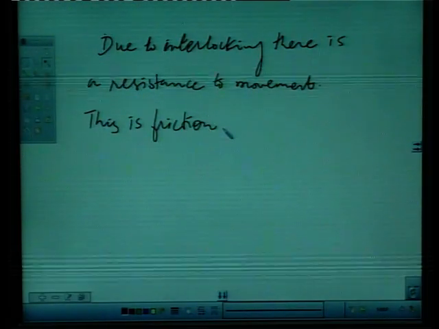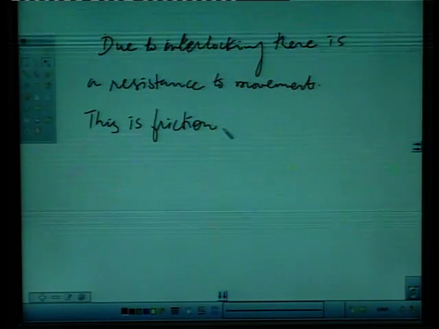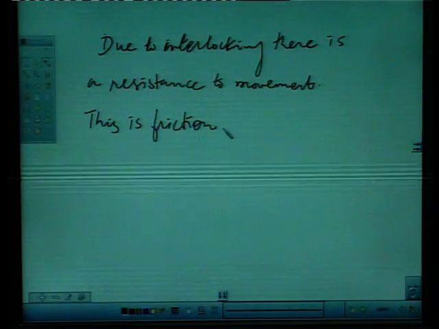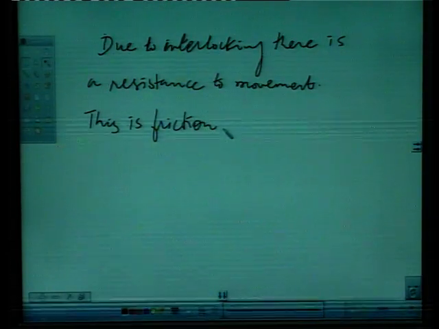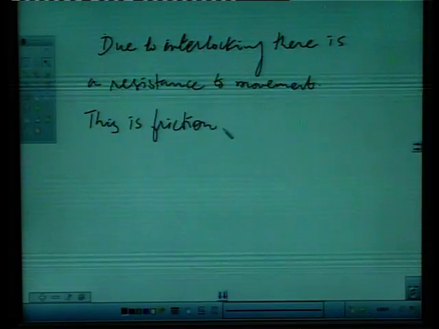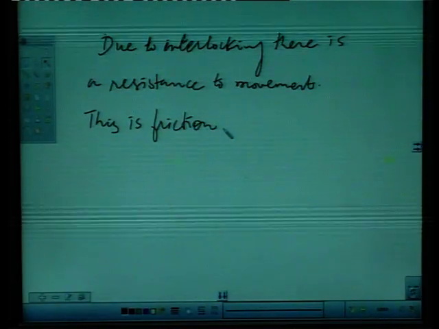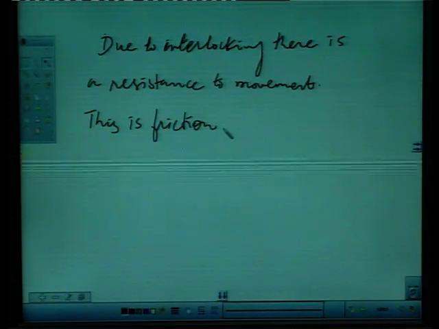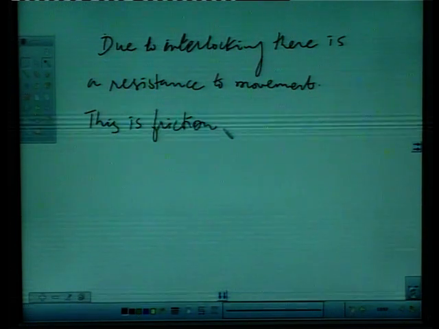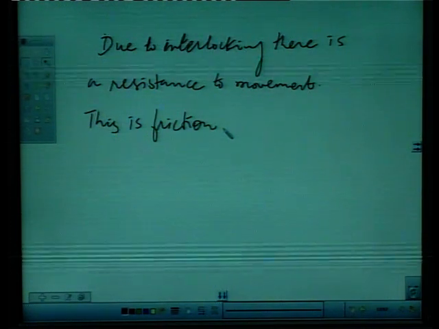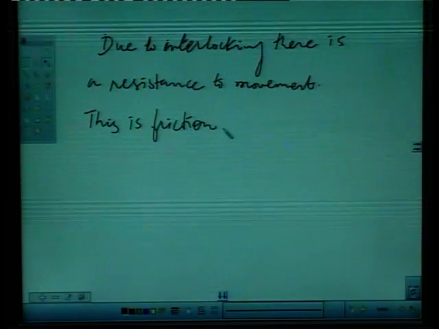So, to minimize this friction, we introduce between these moving surfaces a substance that is called lubricant. To minimize this type of resistance to movement in machine parts, we use a substance that is called lubricant.